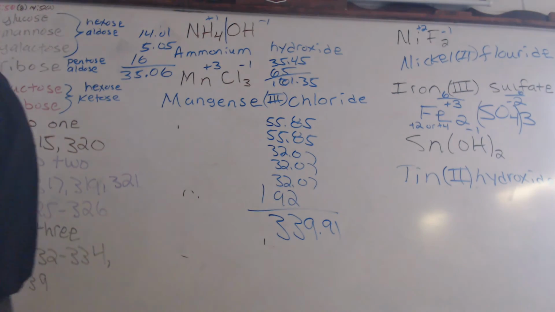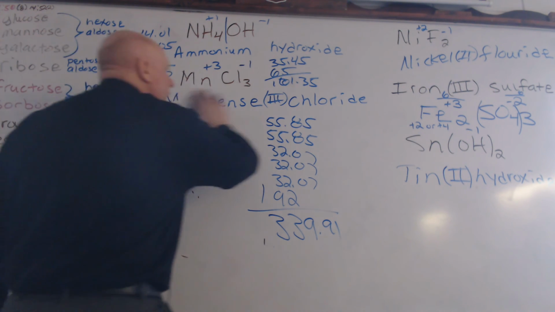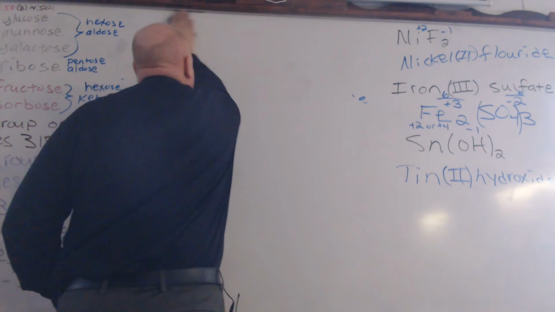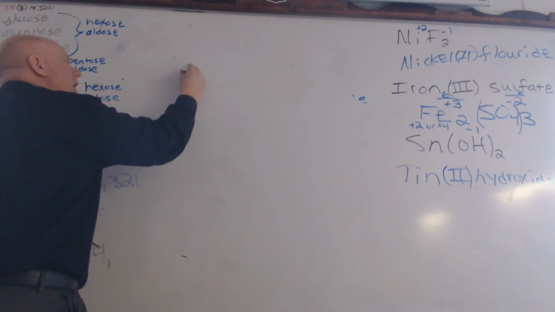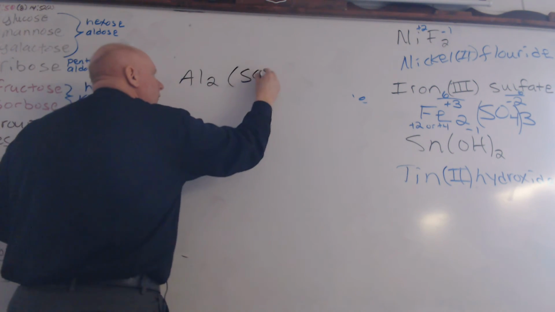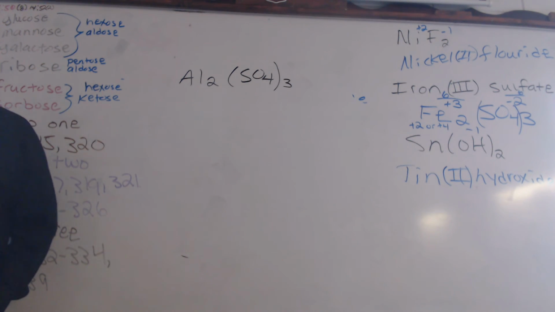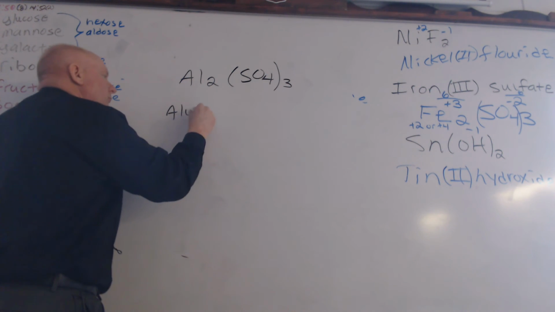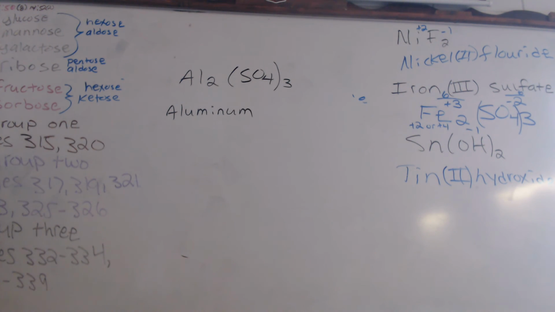Okay, so is there any one of them that you want to go over together? Okay. I heard Al2. So Al2. NH4. Okay. So Al is the symbol for what? Aluminum. Okay. And SO4 is the symbol for what? That's sulfate, NH4 sulfate.